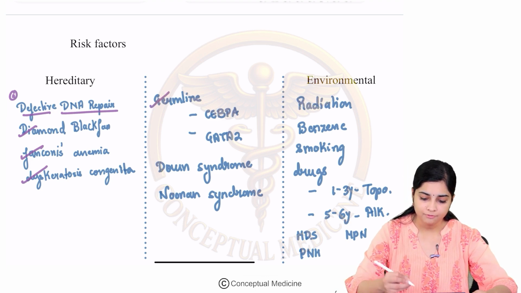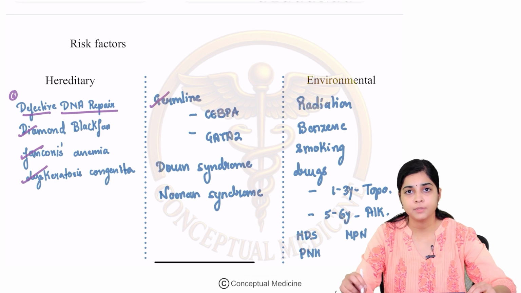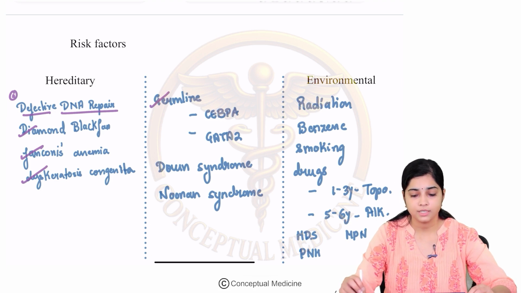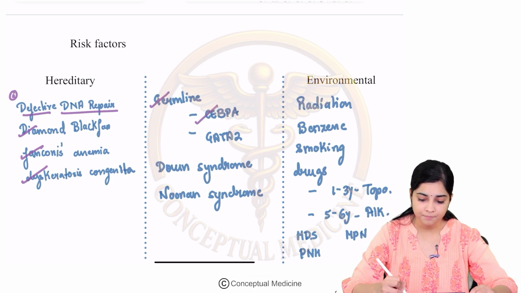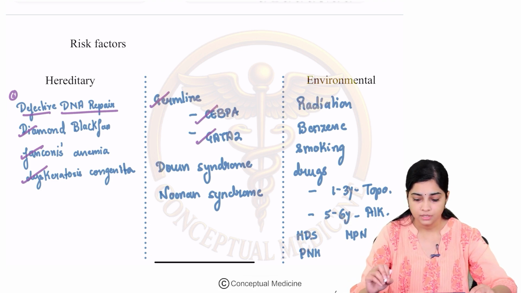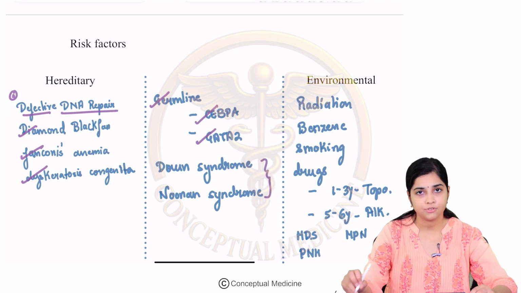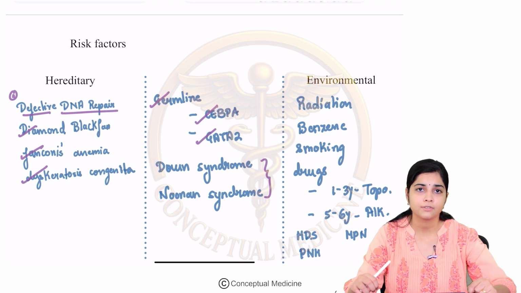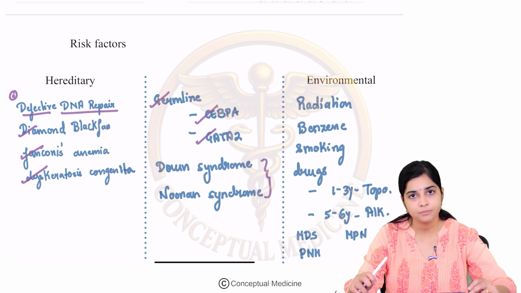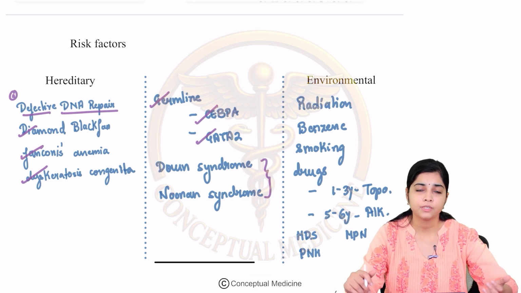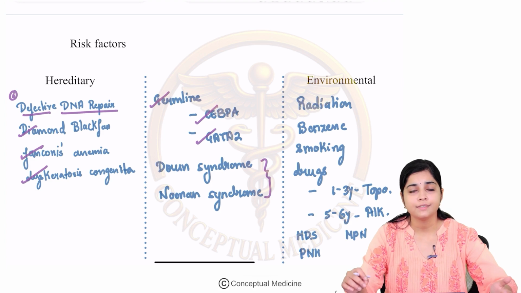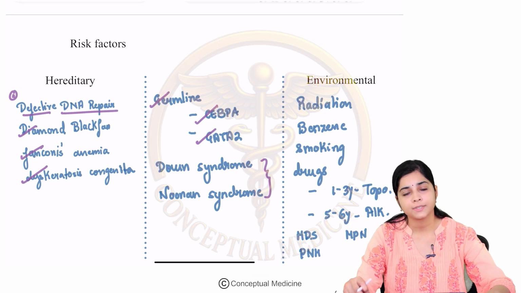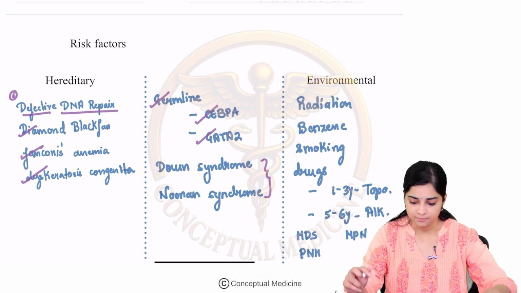Apart from that, certain germline mutations have been identified which can be associated with AML, which include a CEBPA and a GATA2 mutation. Two other congenital syndromes with chromosomal abnormalities associated with an increased risk of AML include Down syndrome and Noonan's syndrome. So, these are some of the important inherited or hereditary conditions and factors which can predispose a patient to AML.